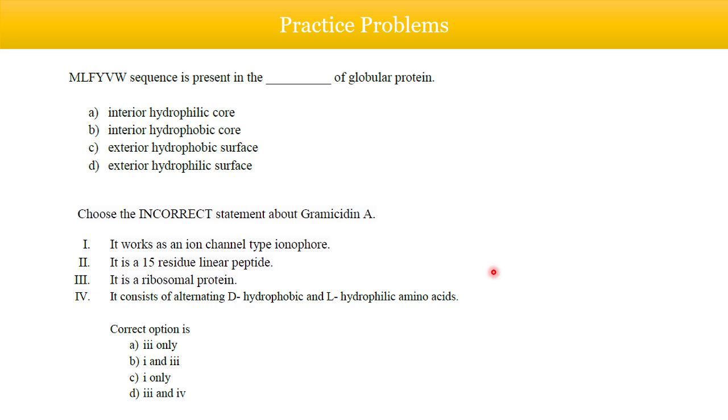The next one says, this is a sequence of amino acids that is given to you, MLFYBW. That's a sequence that is present in the dash of globular protein. Interior hydrophilic core, interior hydrophobic core, exterior hydrophobic or exterior hydrophilic surface. So which one is it? Is it the interior hydrophilic or hydrophobic core or the exterior hydrophilic or hydrophobic surface? Which one of the options do you think is more appropriate?